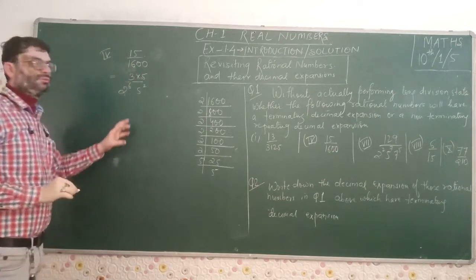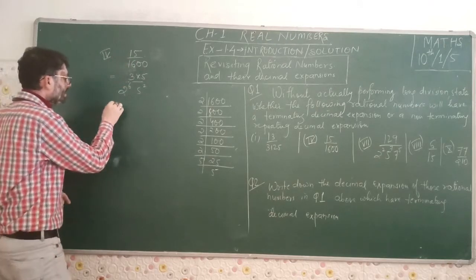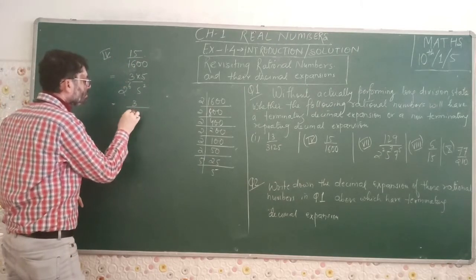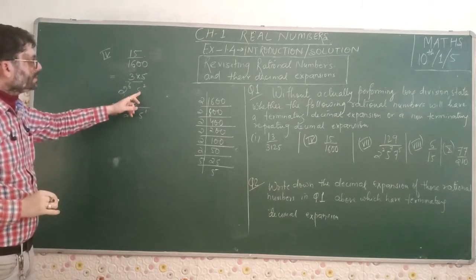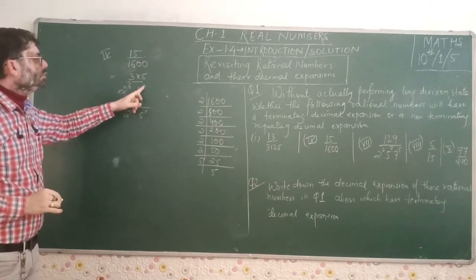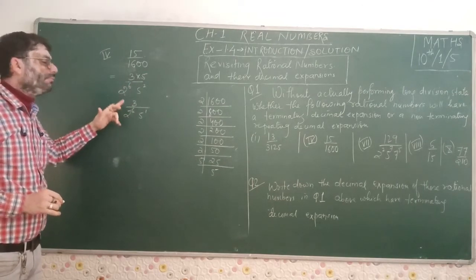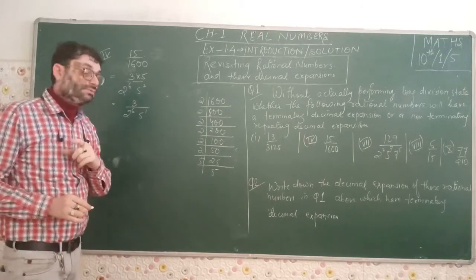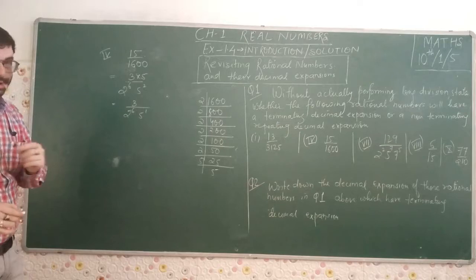And we have to cancel the common factor. So this can be written as 3 upon 2 to the power 6 and 5 to the power 1. Cancellation of 5 from numerator and denominator. And now it becomes p by q form, where p and q are co-primes. This we have to keep in mind, that p and q should always be co-primes.